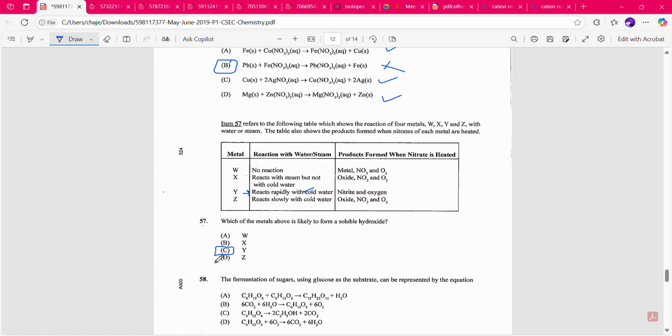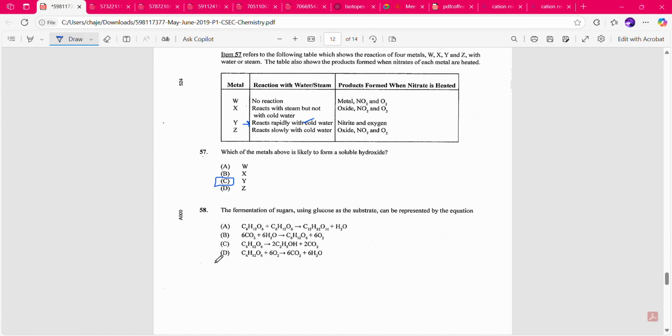So all they're really looking at, how to know that something is reactive, is if it reacts very vigorously in cold water. That's a good way to tell the reactivity of something. Or its reactivity in air. If you just put it out and it reacts with air just like that without even burning it, it's very reactive. And usually the most reactive metals are soluble in water. So my answer here, 57, is C.